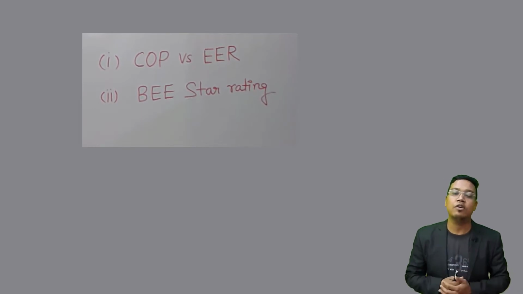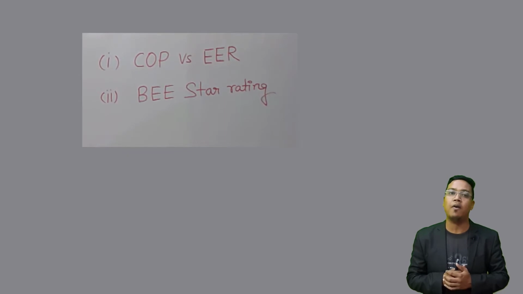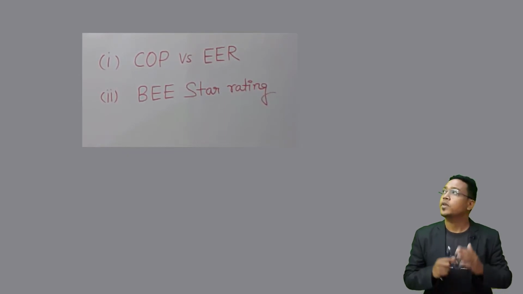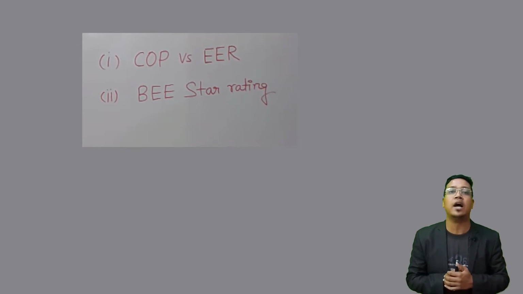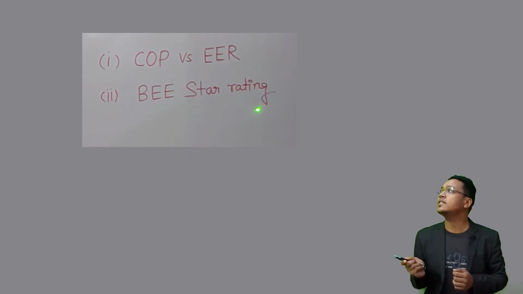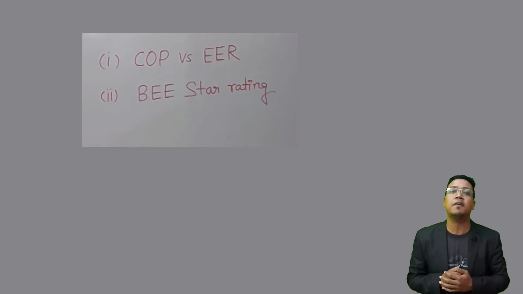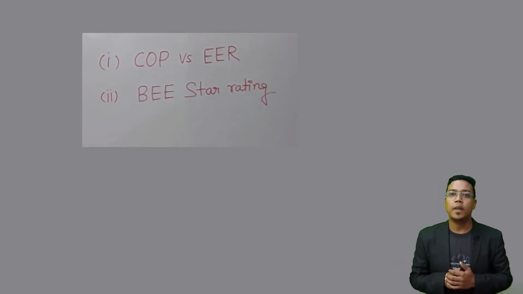In the last video, we have seen about the ton of refrigeration and refrigeration capacity, then power input. In this video, we will see about the difference between COP and EER. What is EER? EER is the energy efficiency ratio. Then we will study about the BEE star rating, Bureau of Energy Efficiency star rating. These two topics we will study in this video.